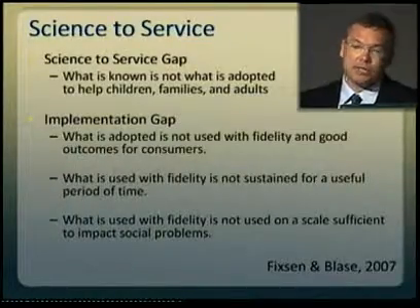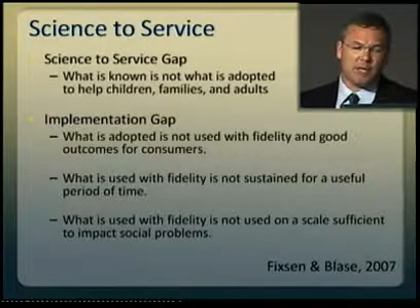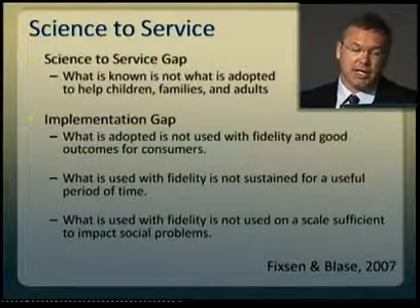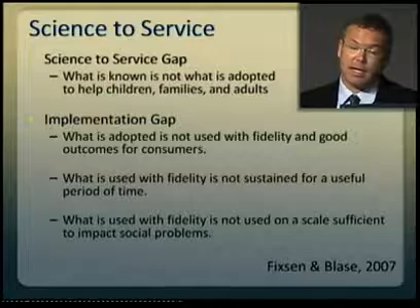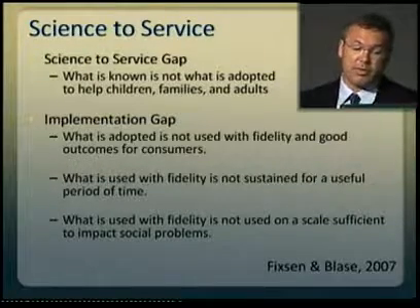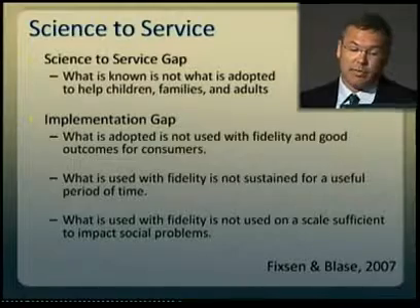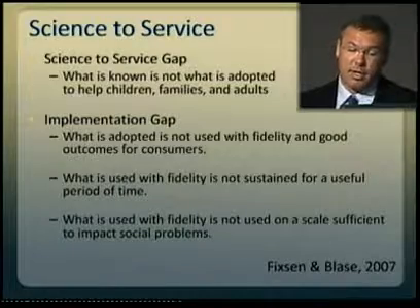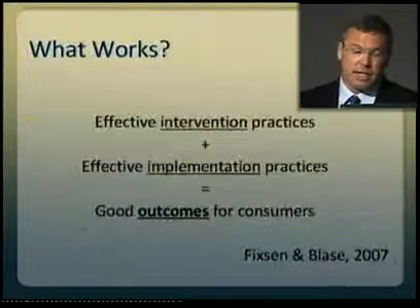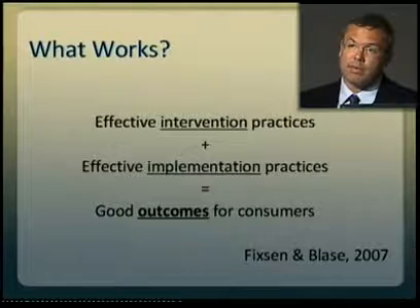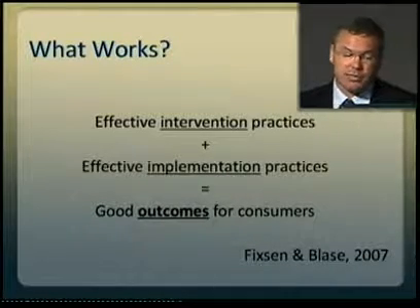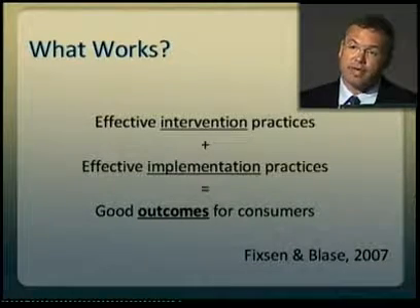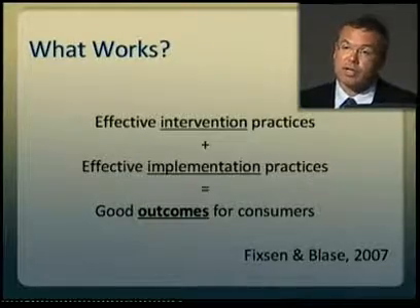And looking at that, the science to service gap: what is known is not what is being adopted to help children, families, and adults. And what is key is the implementation gap. What is adopted is not used with fidelity and good outcome for the consumers. What is used with fidelity is not sustained for a useful period of time, and what is used with fidelity is not being done on a significant scale, according to Fixsen and Blase. So what works? Well, that's what we're going to talk about today. How could the future look differently? We know that effective intervention practices plus effective implementation practices make for good outcomes.